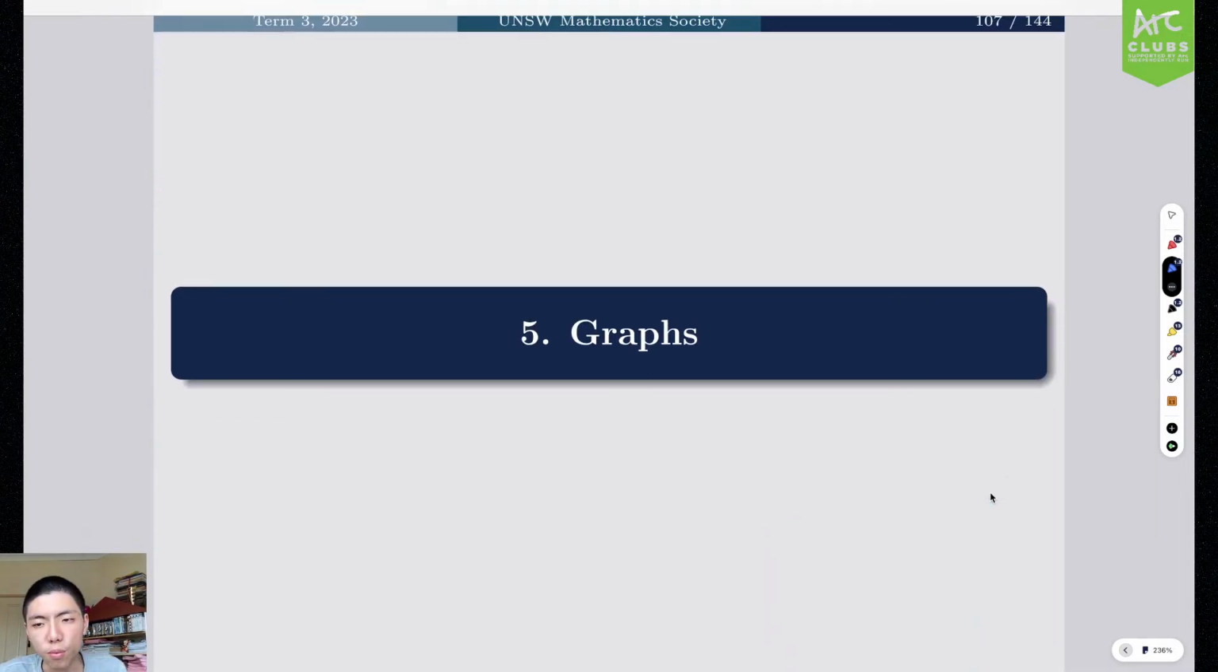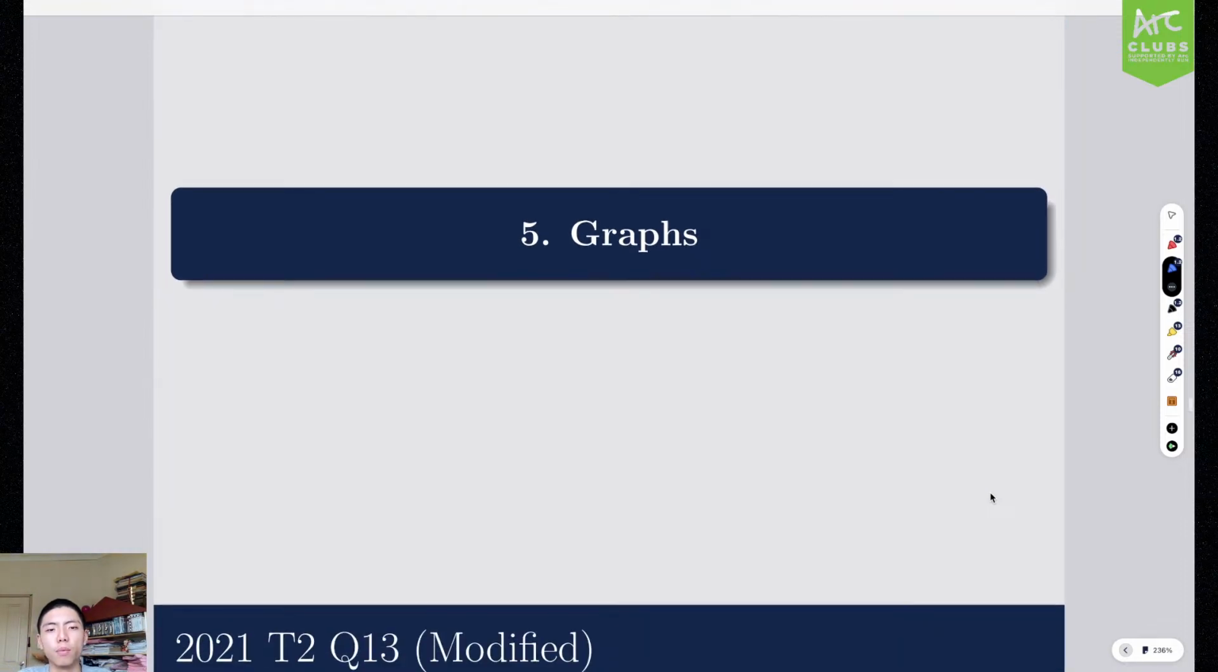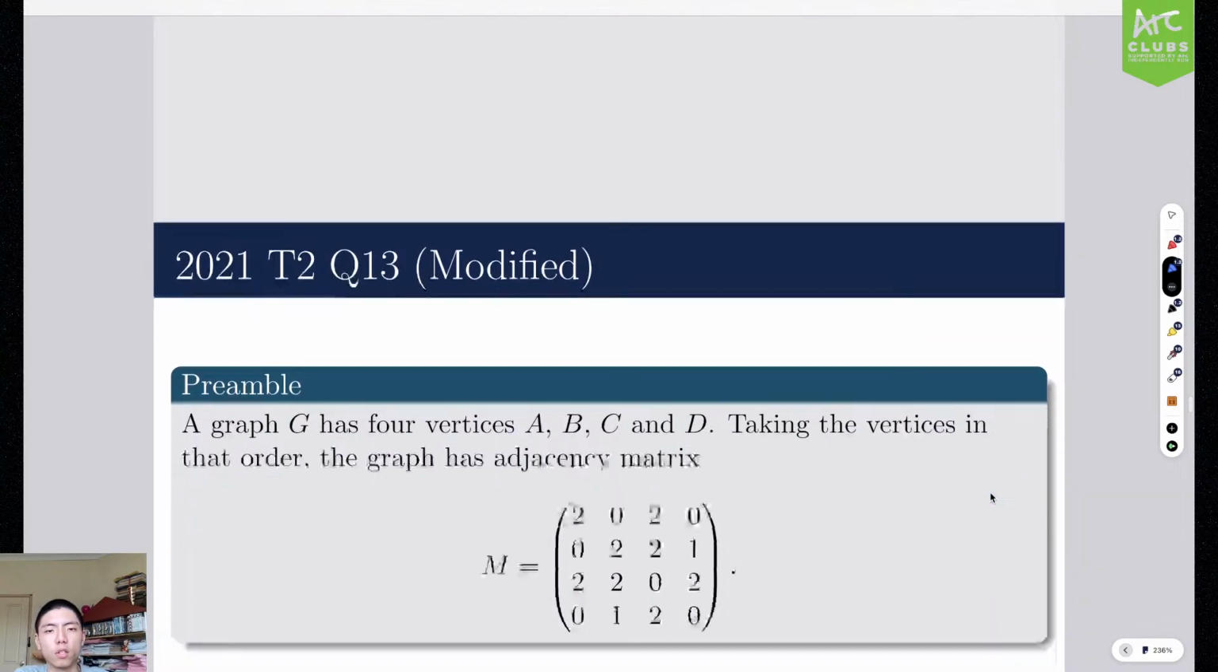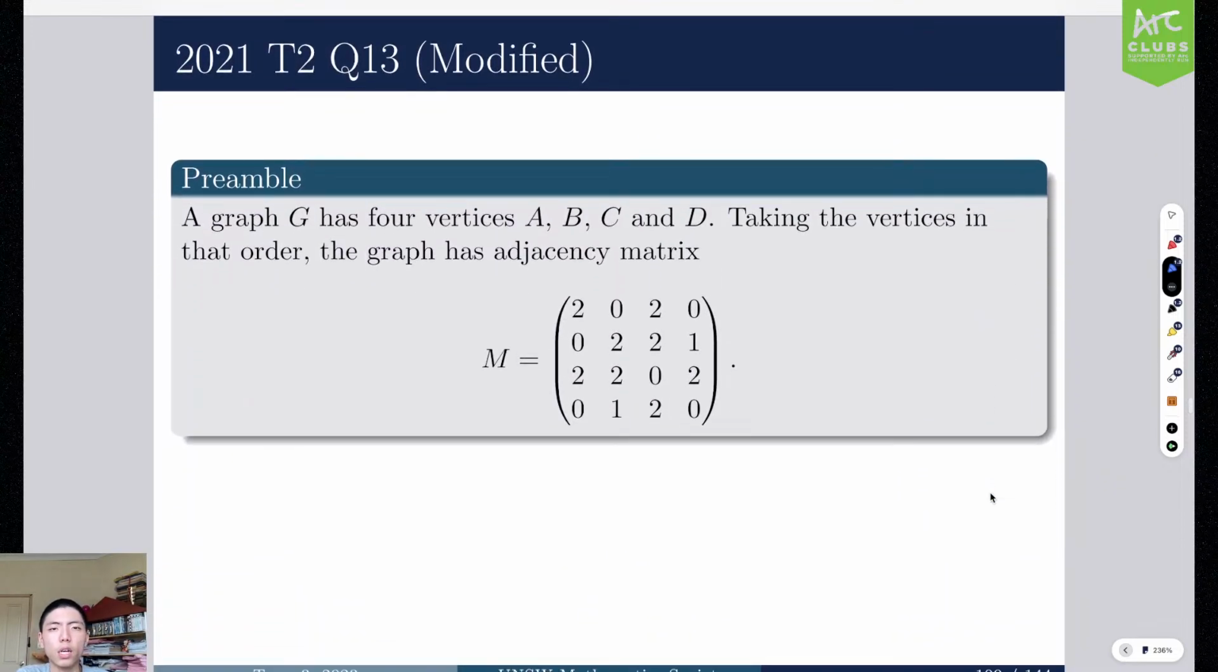Okay, so now we are moving on to the graph theory section. So since I'm on time, I'm just going to go and start this. Okay, so here is our current question, right? We have graph G with 4 vertices A, B, C, and D. We are taking the vertices in that order, so this would be the first, second, third, and fourth one.